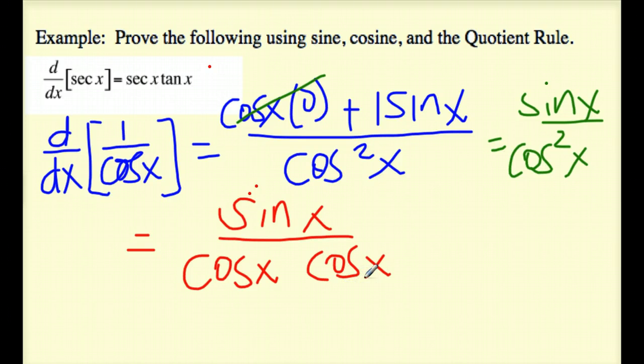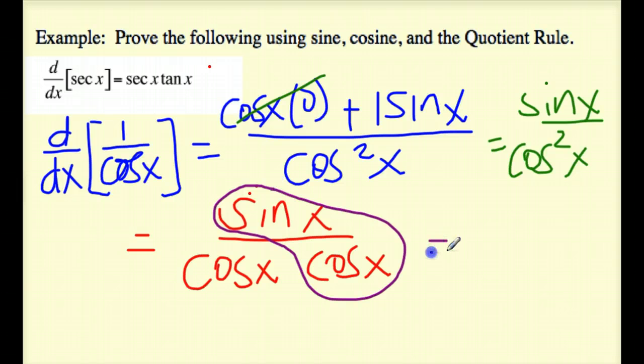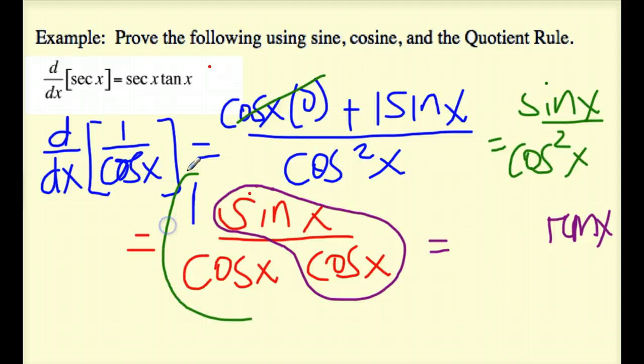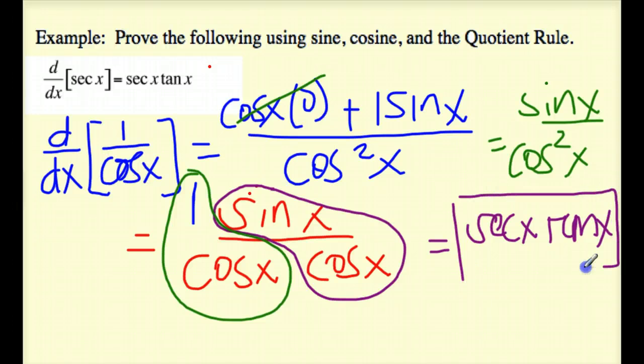Okay, so if I take a look at this, don't we know that sine over cosine is the same as tangent? So I'm going to write on here tangent of x. We also know that there's an imaginary 1 here. So if we take a look, what is 1 over cosine of x? Well, that's secant. So I can then write secant of x right here. And we have just proved that the derivative of secant of x is secant x tangent of x.